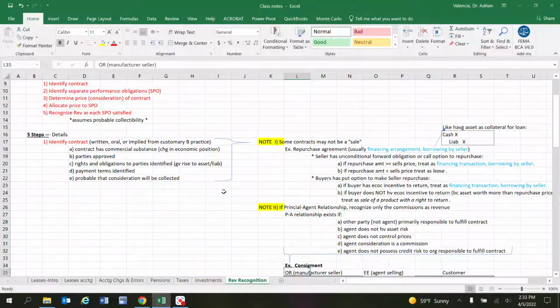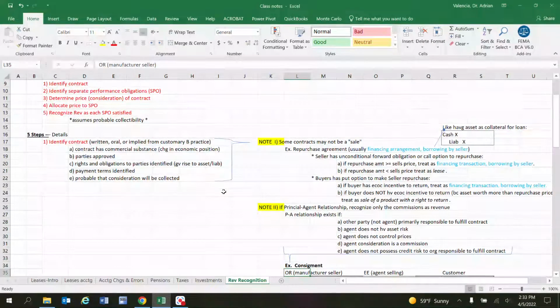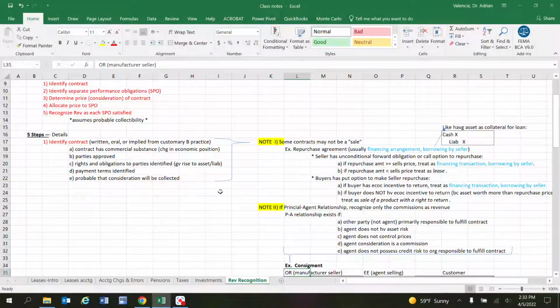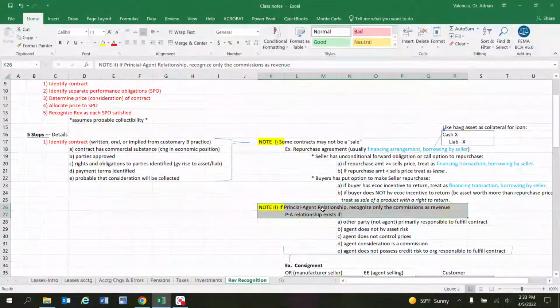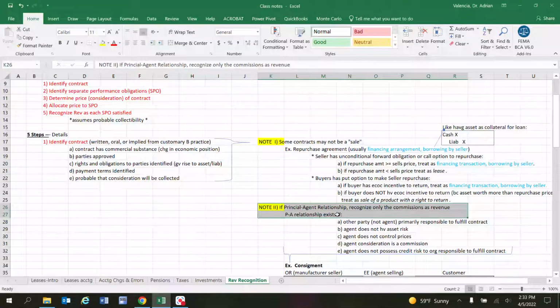Second thing is, sometimes you have what is referred to as a principal-agent relationship. What's important to recognize here is that there are three parties involved in a principal-agent relationship when it comes to the sale of goods to customers. You have the seller, who would be the principal, and they hand their product to an agent, the second party, who eventually sells it to a third party. So the agent is just the middle person.